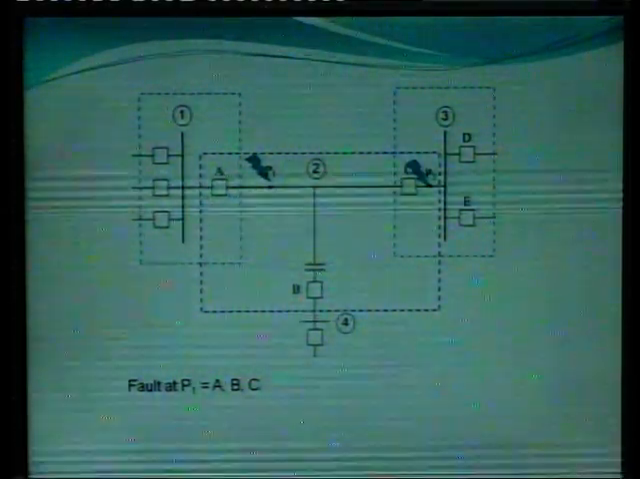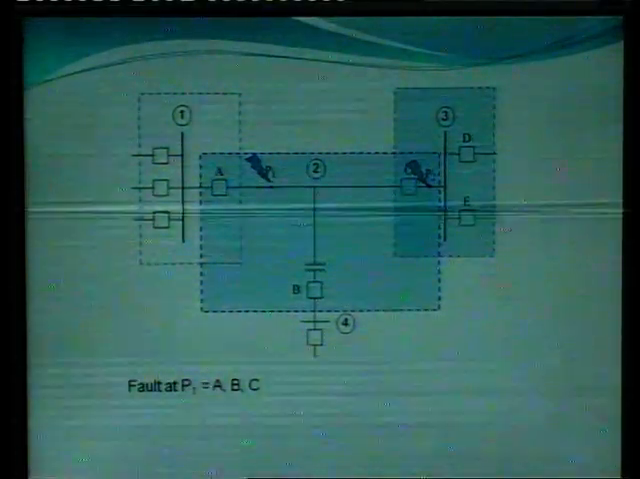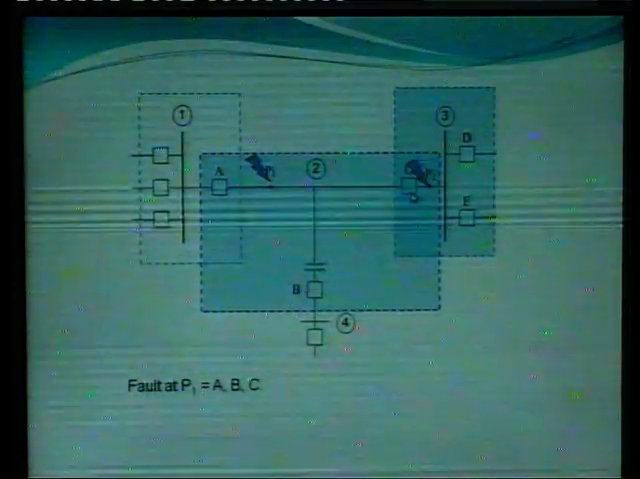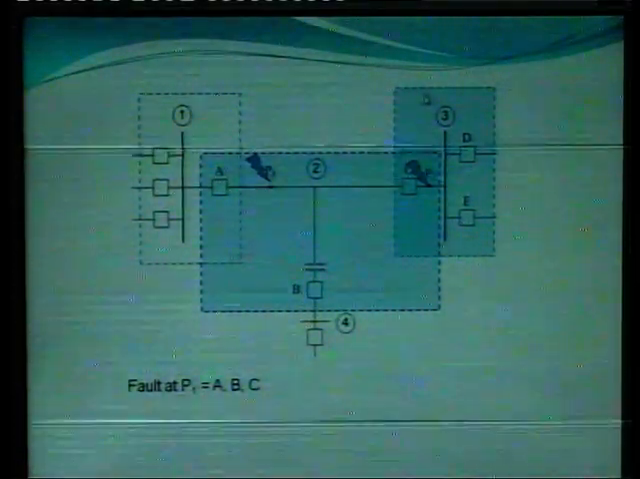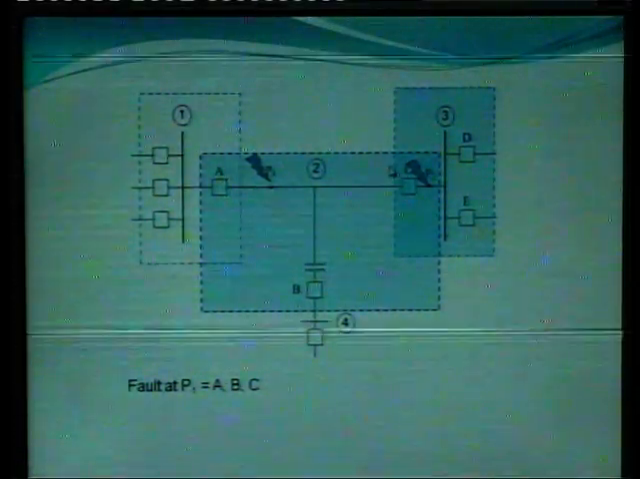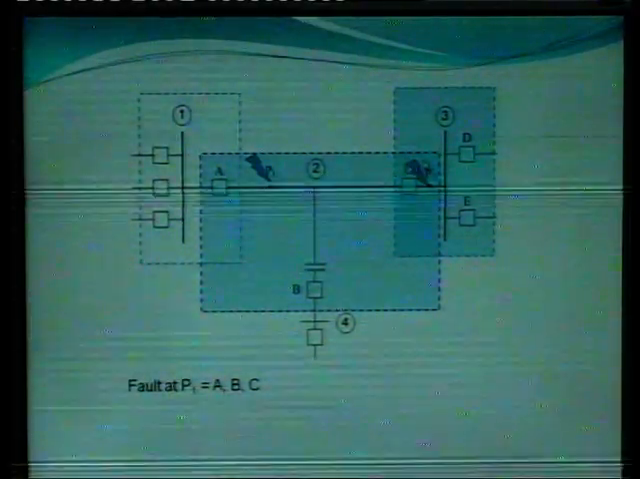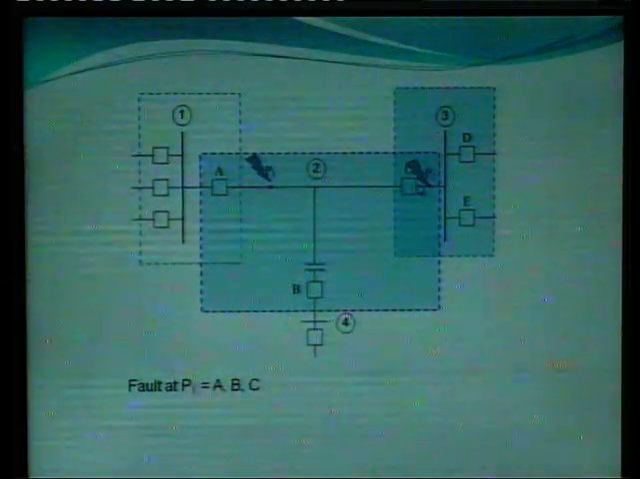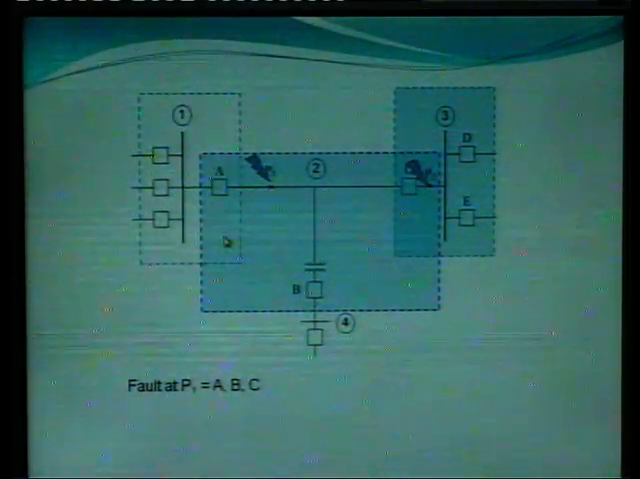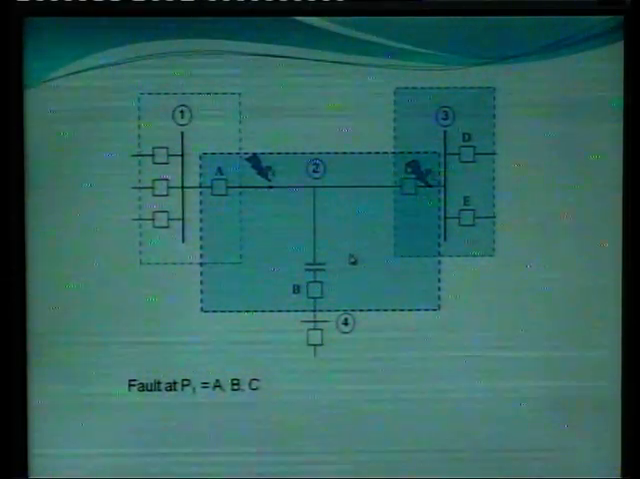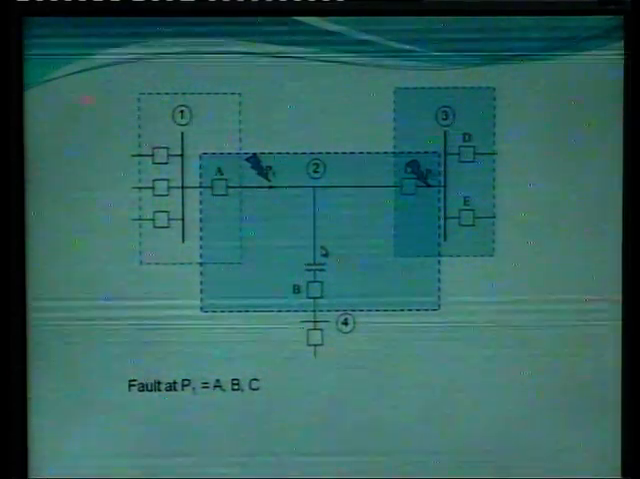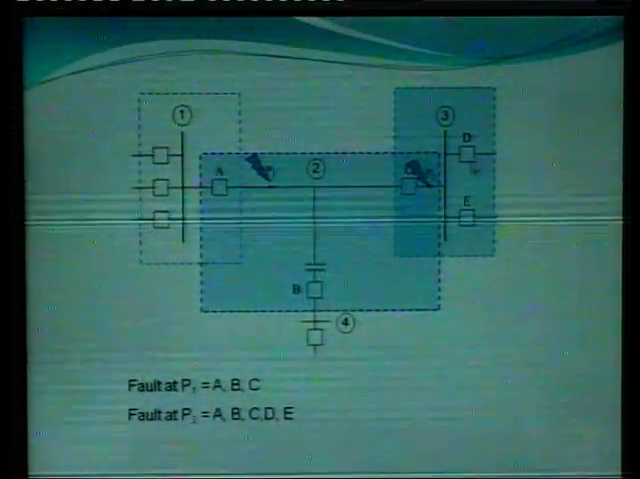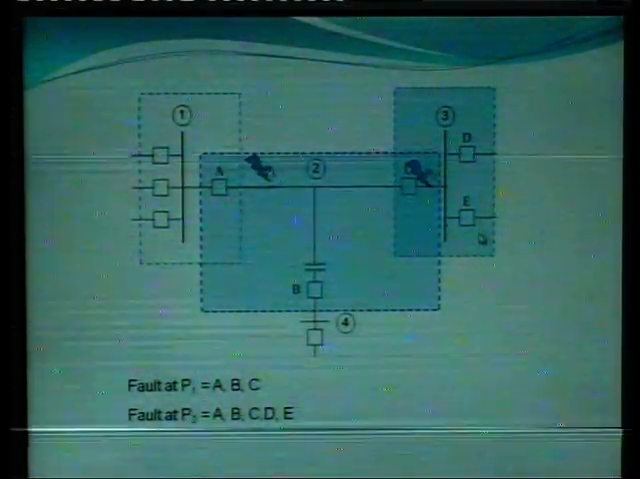Now second is fault at P2, then this fault is located in 2 zones, this zone and this zone. So all the circuit breakers in these 2 zones will operate to isolate the faulty section from the healthier section. So let us see what is the answer. Now for fault at P2, circuit breakers A, B, C, D and E will operate.